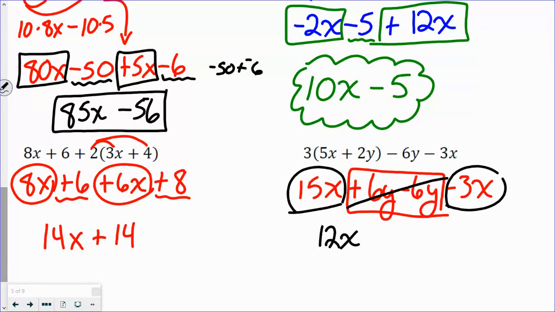Right, once I was done, I had a lonely 12x left. If I had 6 yo-yos and someone took my 6 yo-yos, I have no yo-yos.